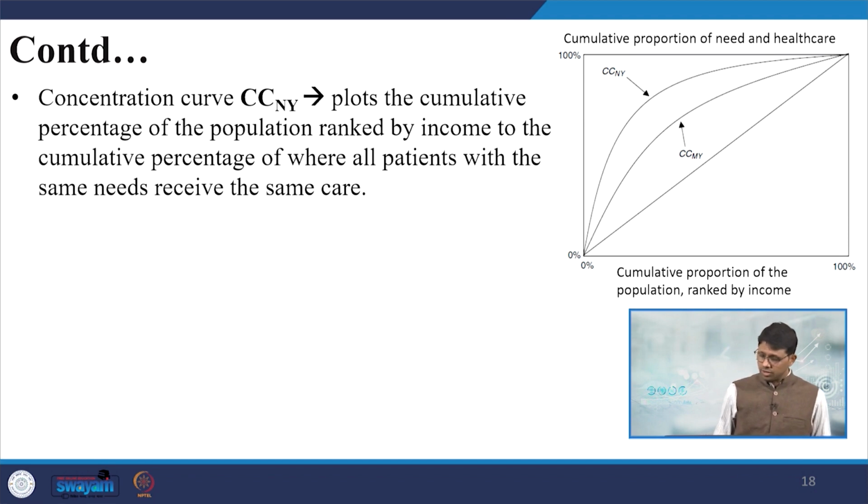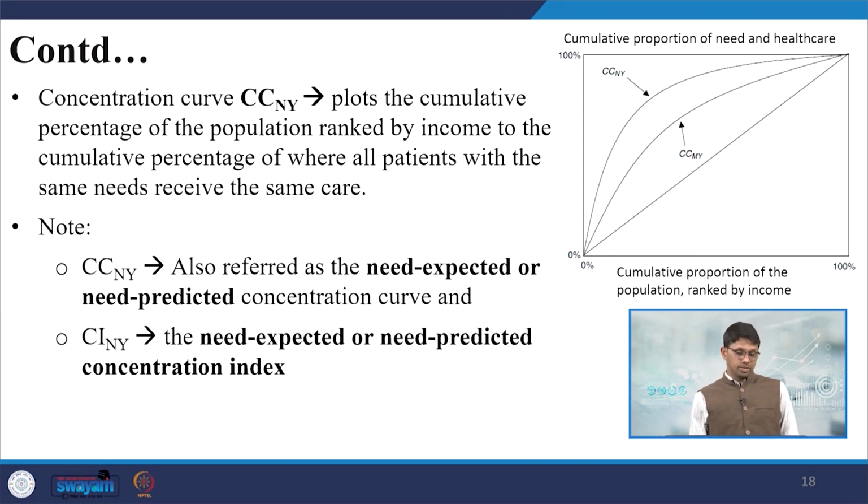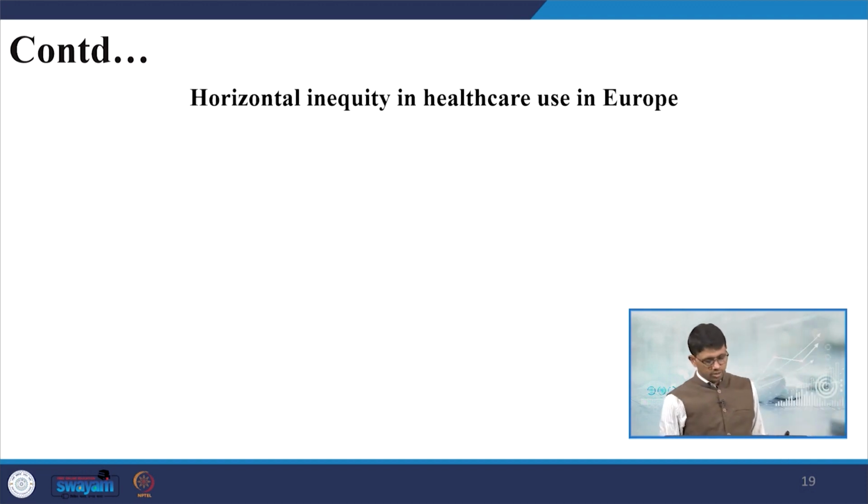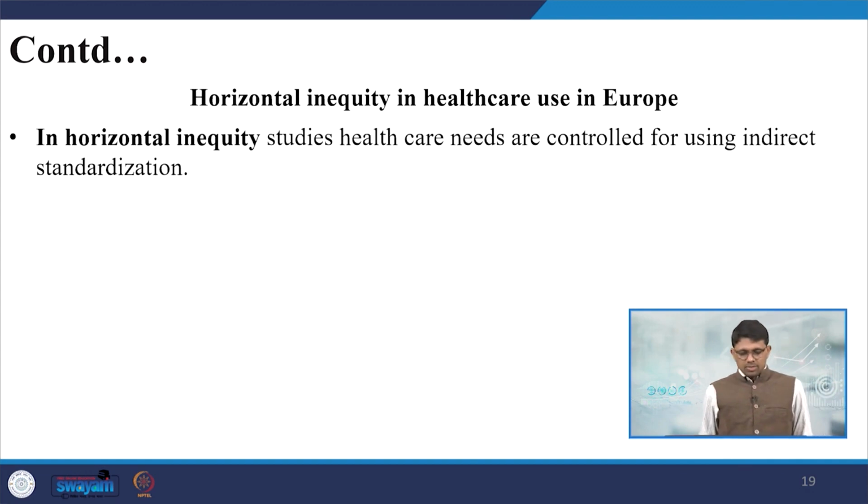So, it is not just proportion, it is the cumulative proportion, hence the curve has an increasing trend. And the CCNY, which refers to the need-expected or need-predicted concentration curve, is the one we have highlighted. CINY is the index based on the need-expected or need-predicted concentration values. So, we are just presenting one case of Europe based on the figures of horizontal inequity in healthcare.